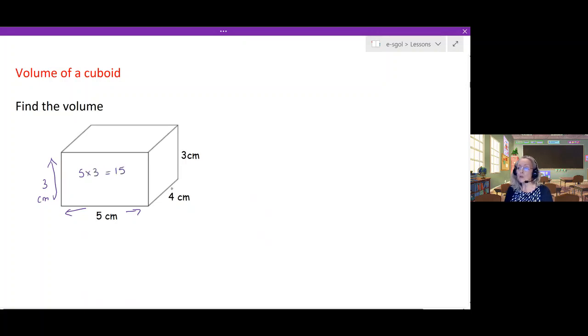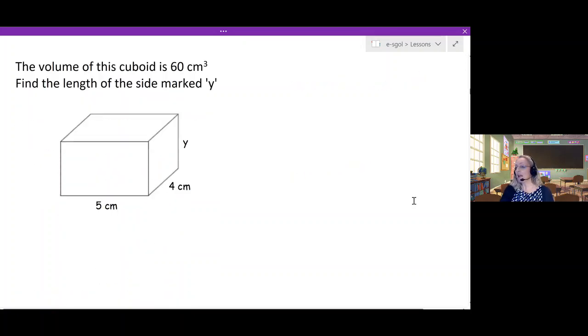And then I would multiply that by how far this went back, which is 4. So I would say 15 multiplied by 4, and that gives me 60. And the units on this are centimetres cubed because it's volume. And some people remember this as you just multiply the 3 dimensions together. So some people will remember this as just being 5 multiplied by 4, multiplied by 3. So 5 4s are 20, multiplied by 3, and that also gives you that 60 centimetres cubed.